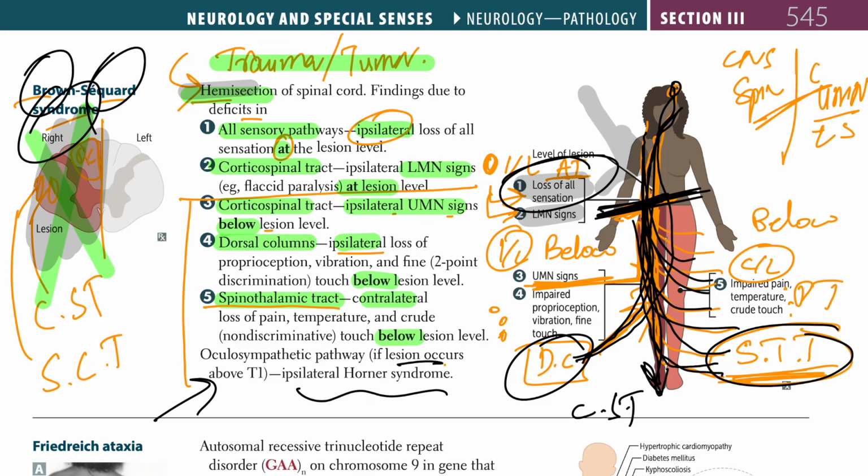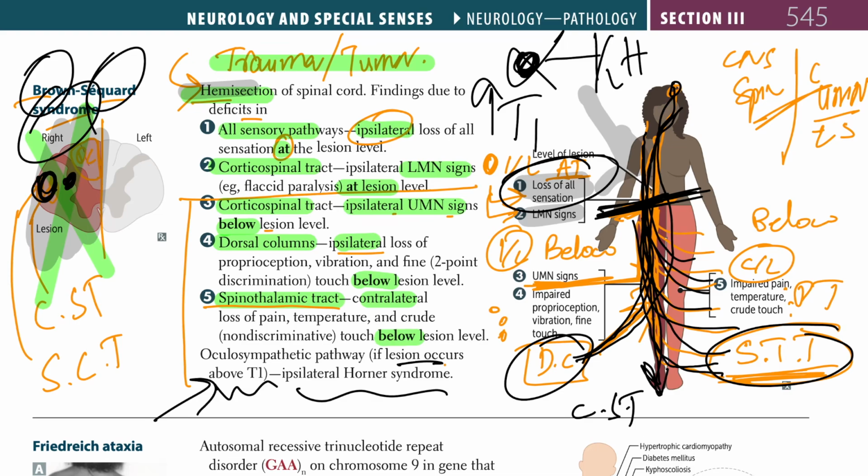If the lesion occurs above T1, the first thoracic vertebra, everything above it, you have the sympathetic chains on the lateral side here. If you knock out your sympathetic chain, you get ipsilateral Horner syndrome: miosis, anhidrosis, and ptosis on the ipsilateral side. And that's all for Brown-Sequard syndrome.